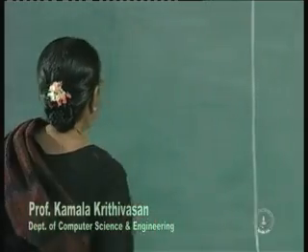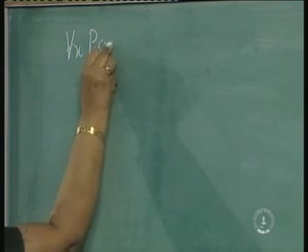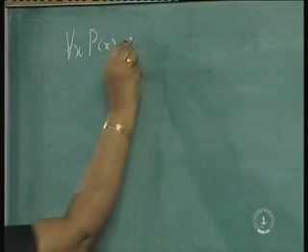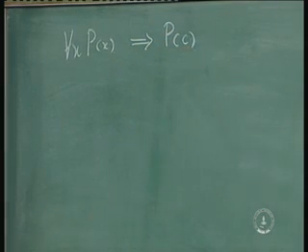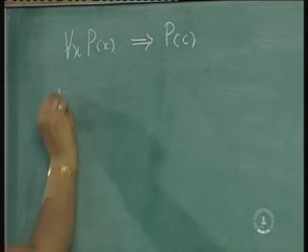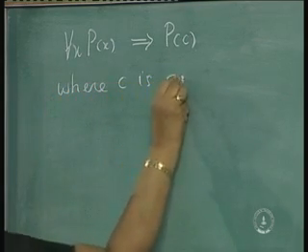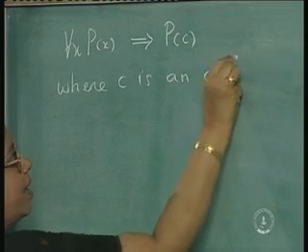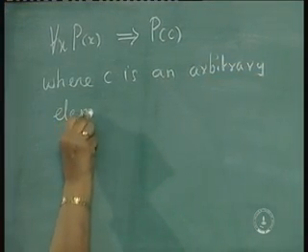So, in the last lecture we saw how to use the quantifiers for all of x and there exists x. If you have a statement for all of x p of x, then this will imply p of c, where c is an arbitrary element of the universe.